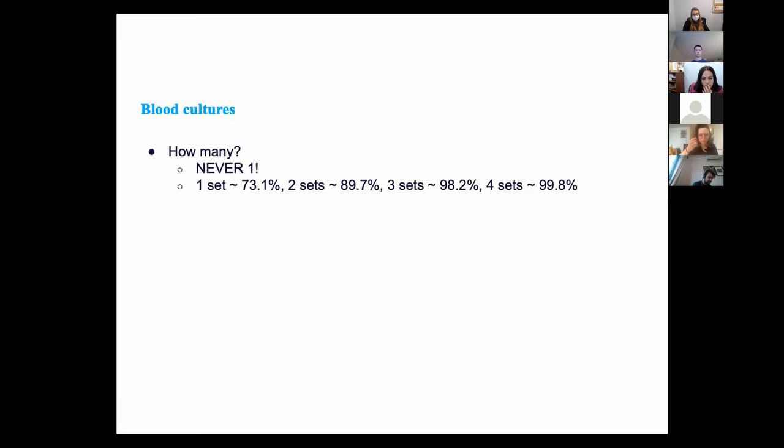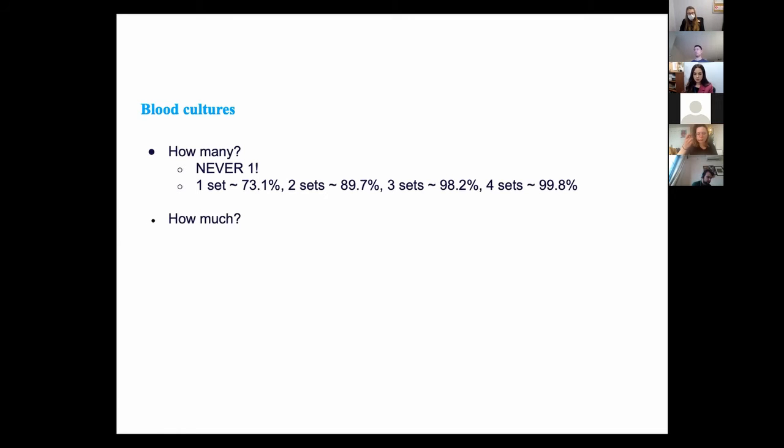And in the literature, this is the rate of positivity. So if you get 1 set, you have about a 60 to 70% chance of isolating your organism. 2 sets, it goes up to 89%, 3 sets, almost 100%, 98%, and 4 sets, it's nearly 100%. So there's some diminishing returns with the more sets you do, but generally 3 sets is what you want to give it your best shot at isolating an organism.